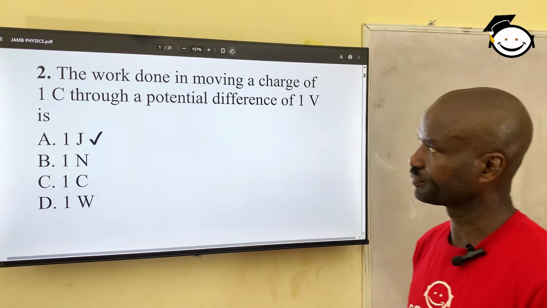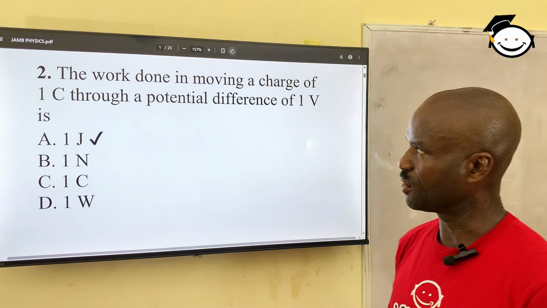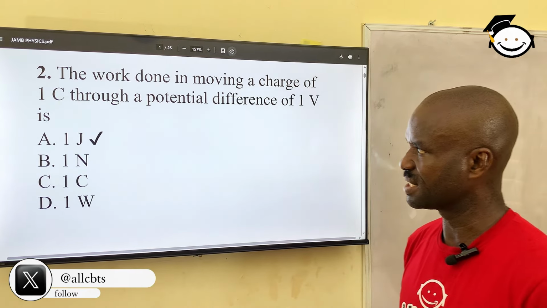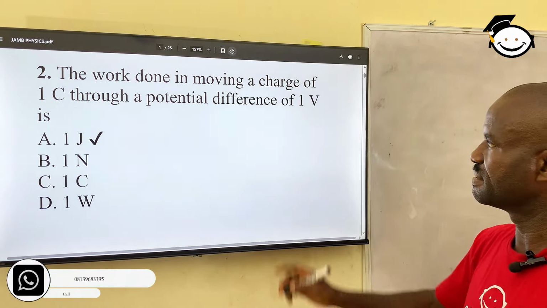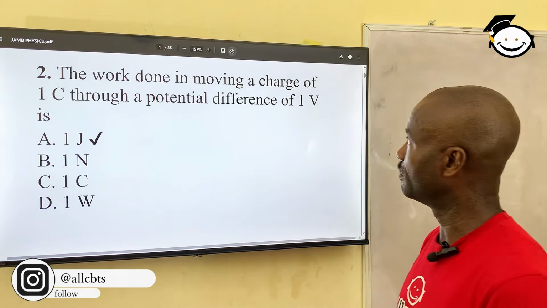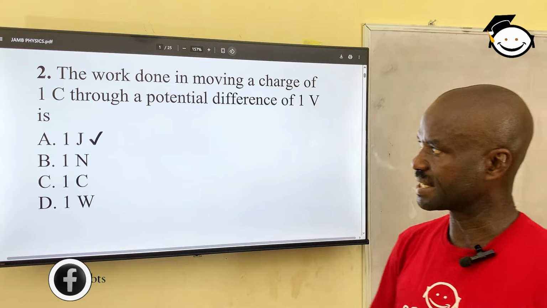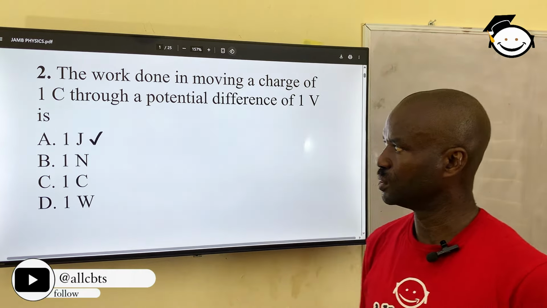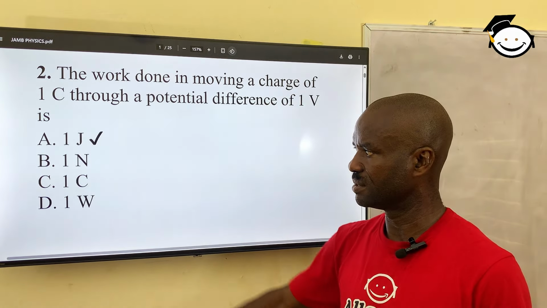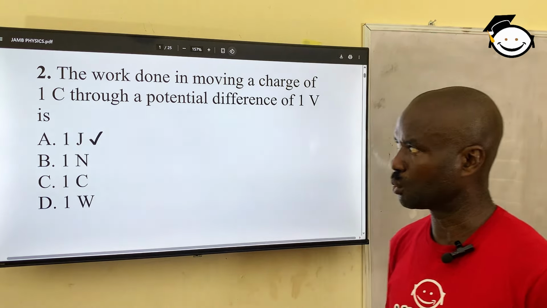Number 2. The work done in moving a charge of 1 coulomb through a potential difference of 1 volt is, of course, work is defined as charge times potential difference. So 1 times 1 will give you 1 joule. So the correct answer is 1 joule. The options are: A, 1 joule, B, 1 Newton, C, 1 coulomb, D, 1 watt. The correct answer is 1 joule.